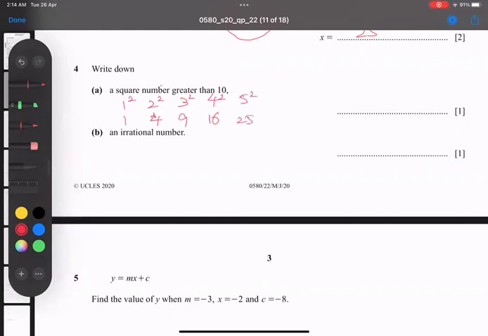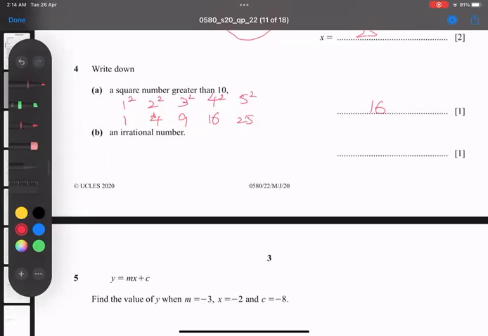But he's asking for square numbers. So you know these numbers are called square numbers. Which number is greater than 10? These first three are smaller than 10, but 16 and 25 are bigger than 10. A lot of numbers are bigger than 10. So I can give any, but I am writing 16 here.